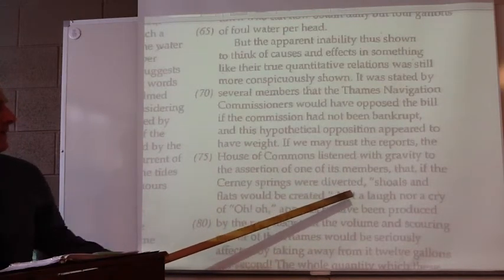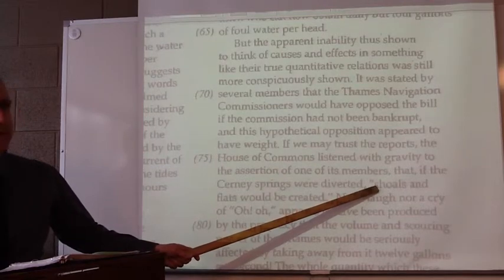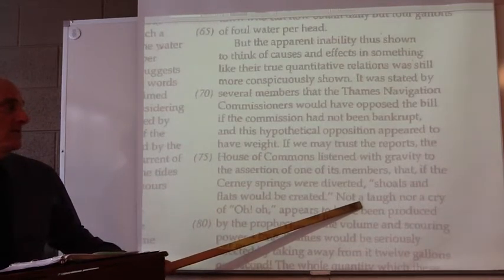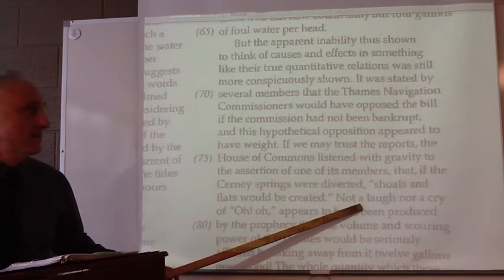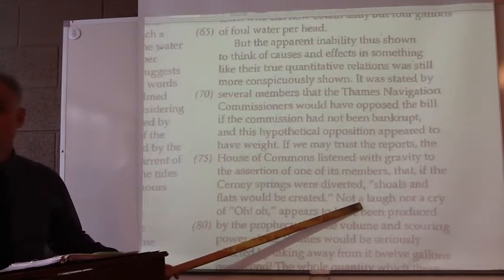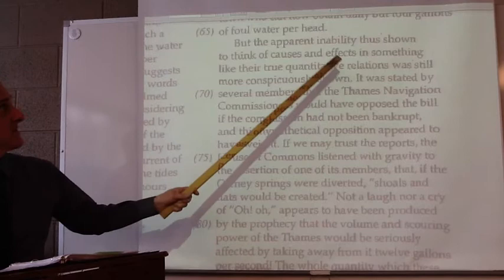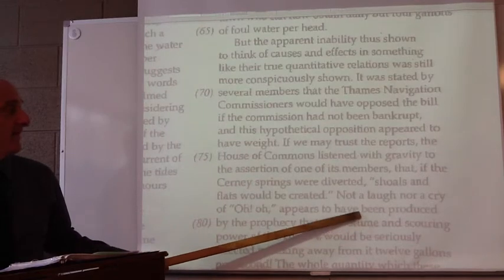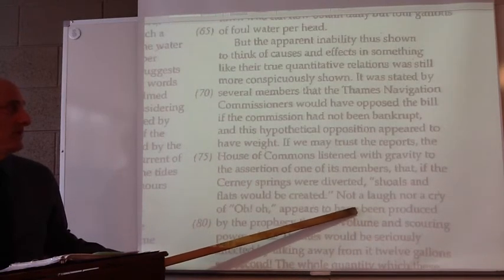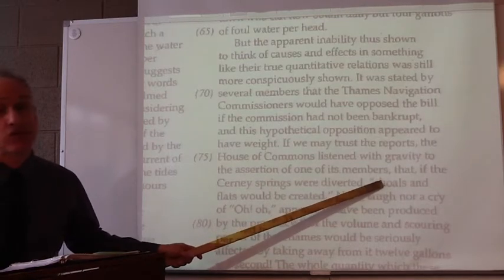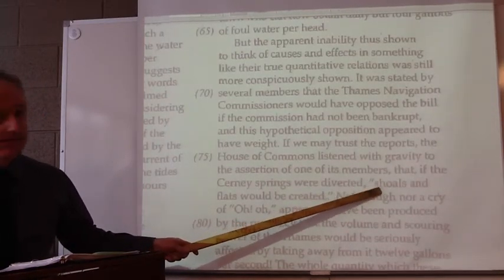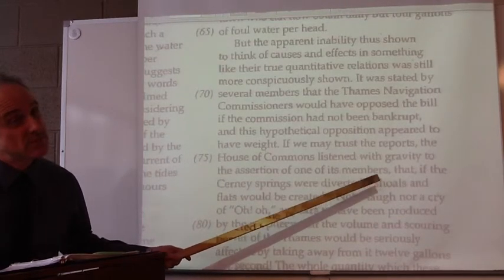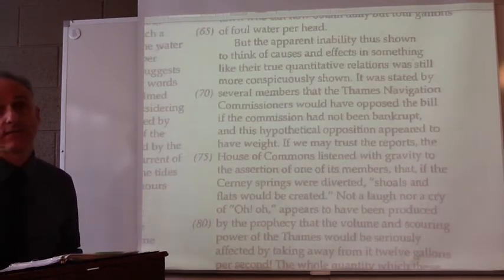And then, supposedly, a member of the House of Commons said shoals and flats would be created by the diversion of the water, and supposedly from reports, there wasn't a verbal response to that. What does that mean? Herbert Spencer is saying that it means that they agreed, that they weren't reacting to something they should have understood as a fallacy, all right? That they weren't noticing something they should have noticed. Is that true? Is it just because they were quiet they didn't realize?